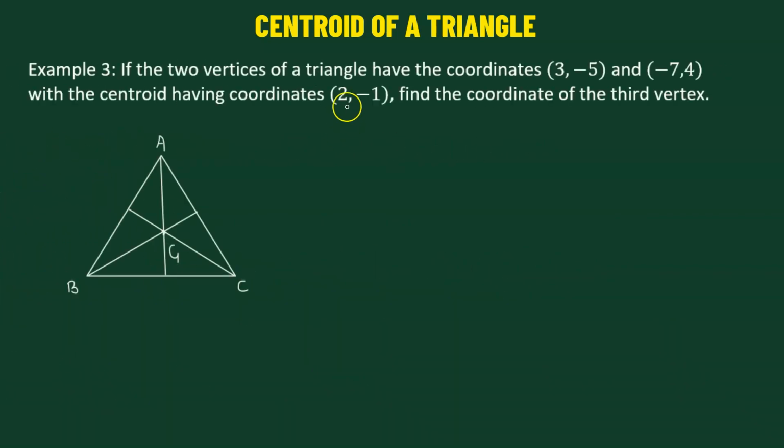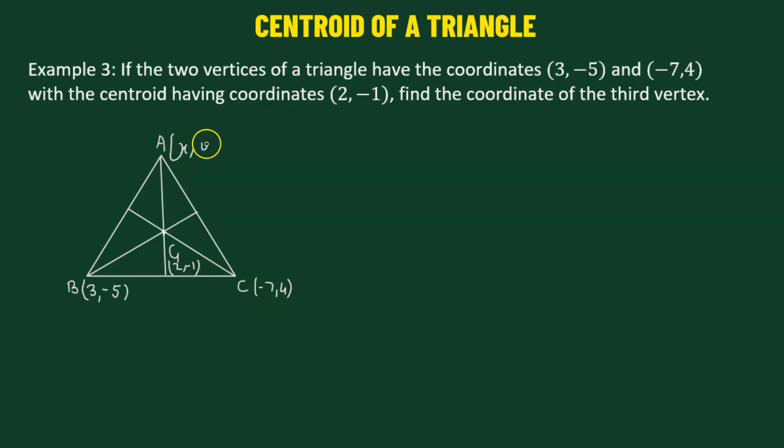Problem number 3. It's given here that two vertices of a triangle have coordinates 3, -5 and -7, 4. And the coordinate of the centroid is also provided to us. We'll need to find the coordinate of the third vertex. So let's say we have a triangle ABC, and we'll assume that B has the coordinates 3, -5, and C has the coordinates -7, 4. Now the coordinate of the centroid is also given to us, that's 2, -1. Now we have to find the coordinate of the third vertex, that means the coordinate of vertex A.